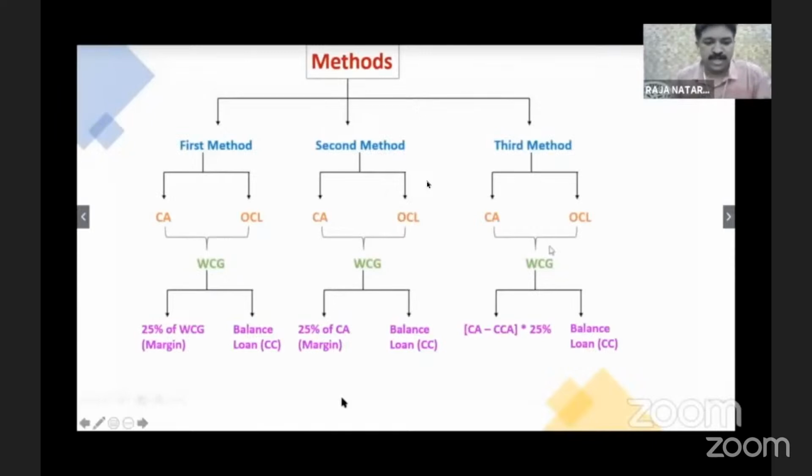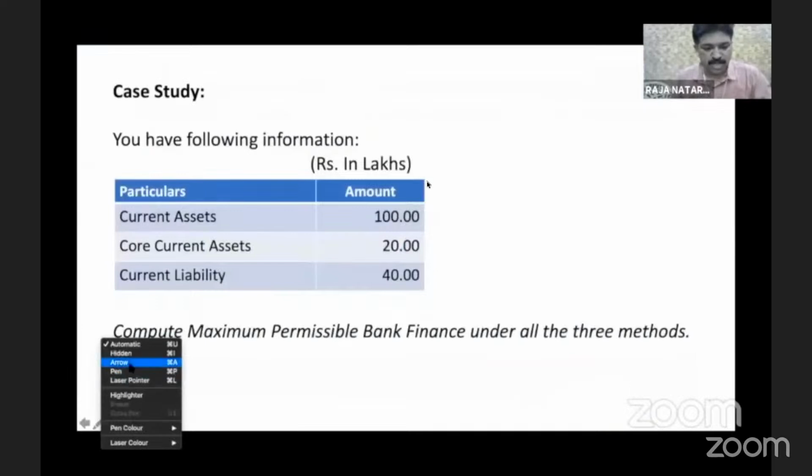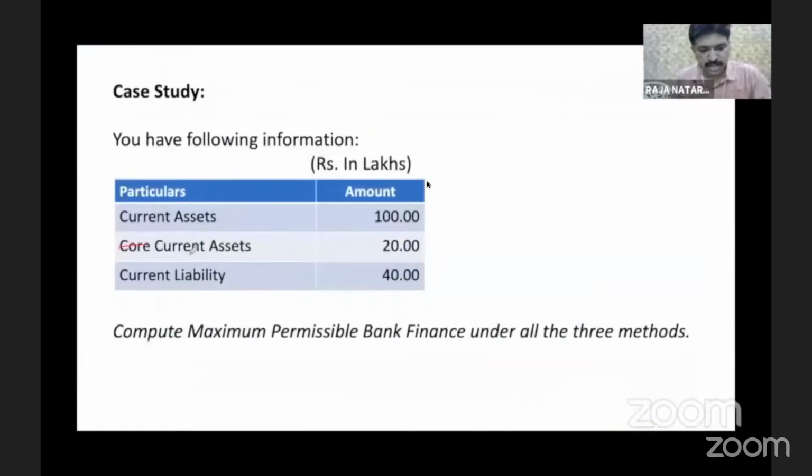How to understand? Let's have a look at this case. Here, let's ignore this core current asset because it's outside our discussion now. So you are given current assets of 100 lakhs, and other current liability, OCL, of 40 lakhs. We have to compute the maximum permissible bank finance under the methods, only two methods. Let me list it and I'll explain item by item.